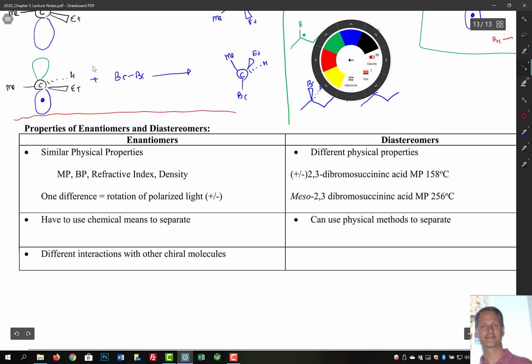And enantiomers are going to have different interactions with other chiral molecules. Well, this is why spearmint oil and caraway seed oil smell different in your nasal receptors, because they're interacting with chiral molecules in your nose differently.